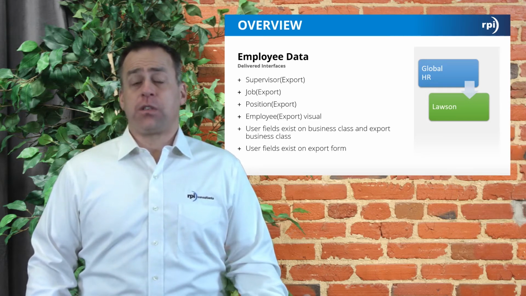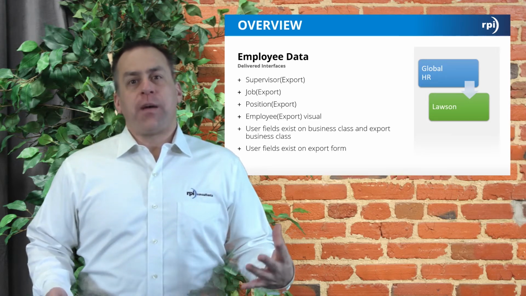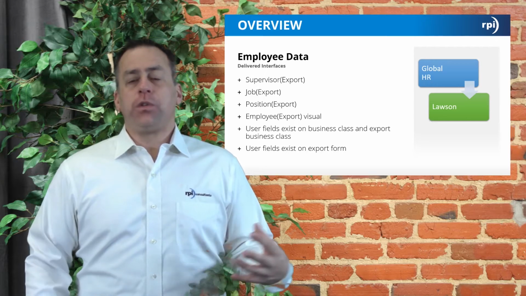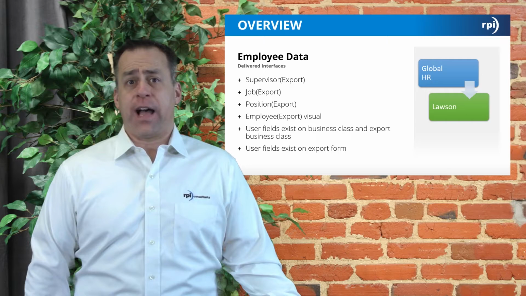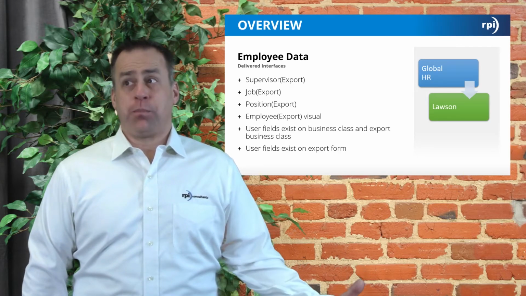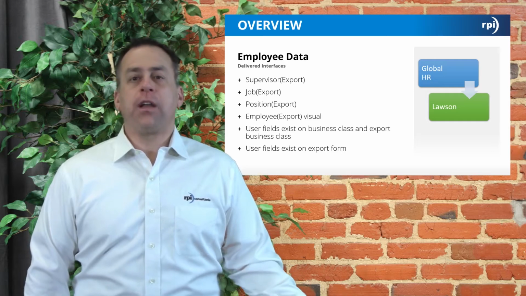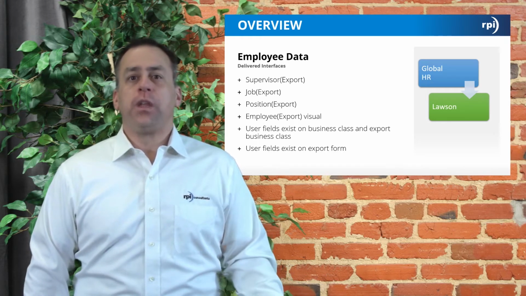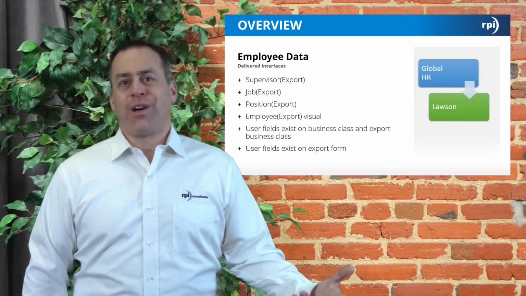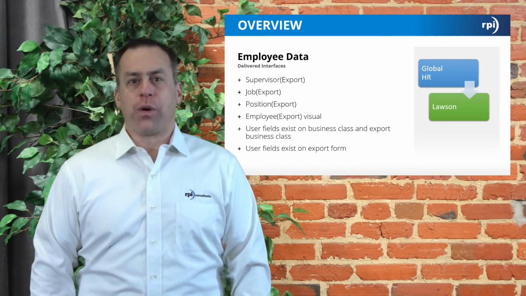It's the master system of record. But if I'm going to export it out, that's going to go into a staging area, and that is the employee export business class. So the user field must exist there. Now I'm also going to have to put this on a form. Maybe I'm going to edit it before I send it down. Most times you don't, but occasionally you do. So therefore, the user field also has to be present on the form.